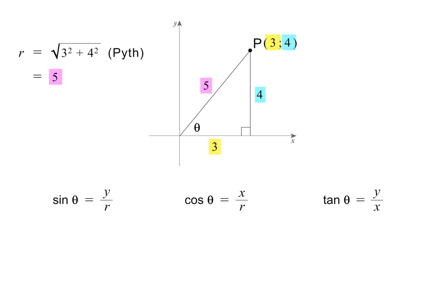We are now ready to find the three trig ratios. Sine theta equals 4 over 5, or 0,8. Cos theta equals 3 over 5, or 0,6. And tan theta equals 4 over 3, or 1,3, correct to one decimal place.